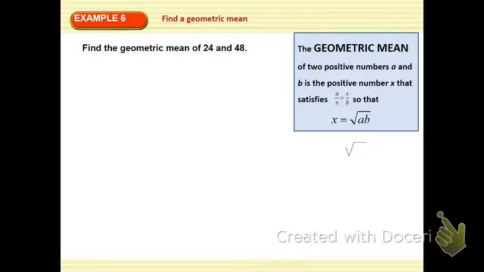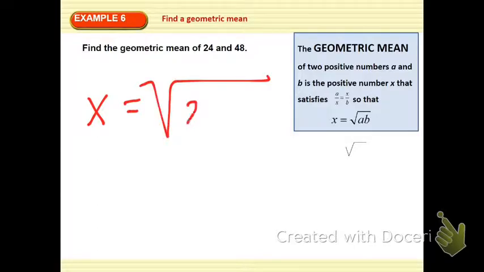So the geometric mean here is X equals the square root of 24 times 48. Wait, wouldn't you divide them by 2 though? No, you're thinking arithmetic mean. That's average. Geometric mean, you multiply, take the square root. Arithmetic mean, you add and divide by 2. So it's different operations.